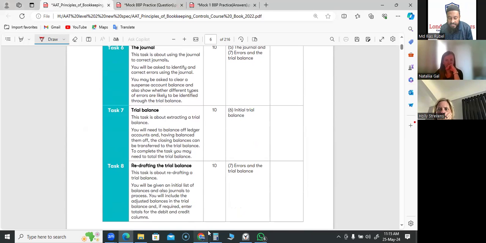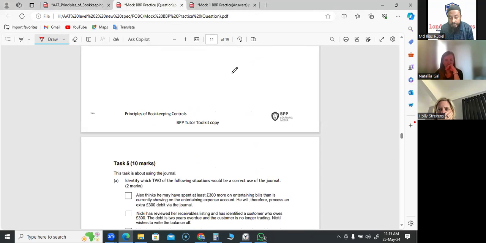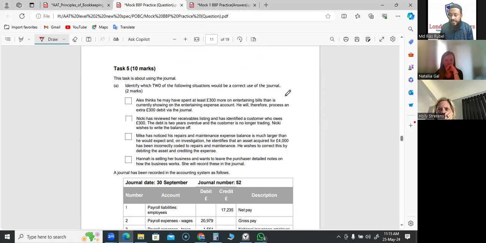Journal means debit, credit. But what else? When we go into the suspense account, I have some mnemonic. Let's read and try to do that. Question number 5. Identify two of the following situations that would be a correct use of journal. When do we do journal? Any error correction using debit, credit, or even through suspense account, we do journal. For general notes or general writing, we don't do journal.